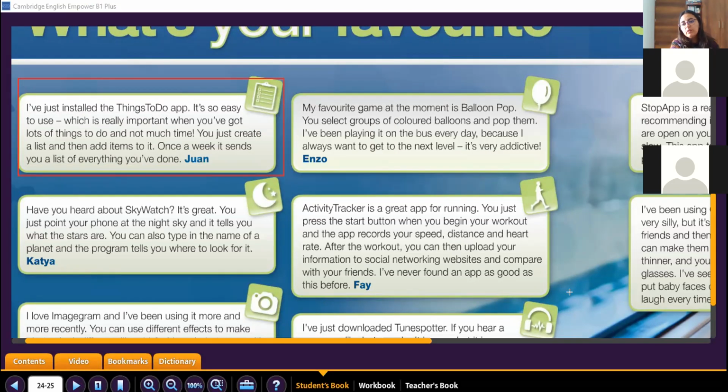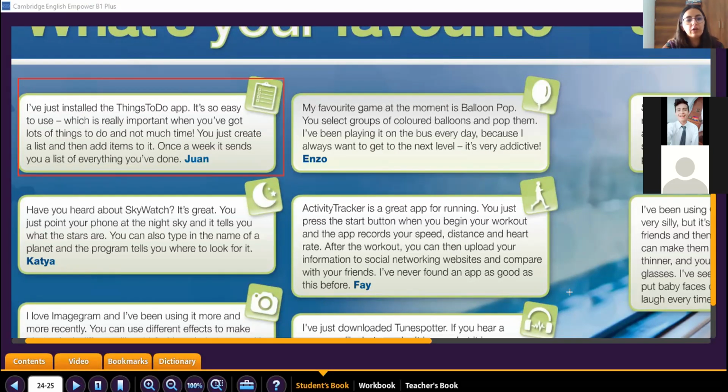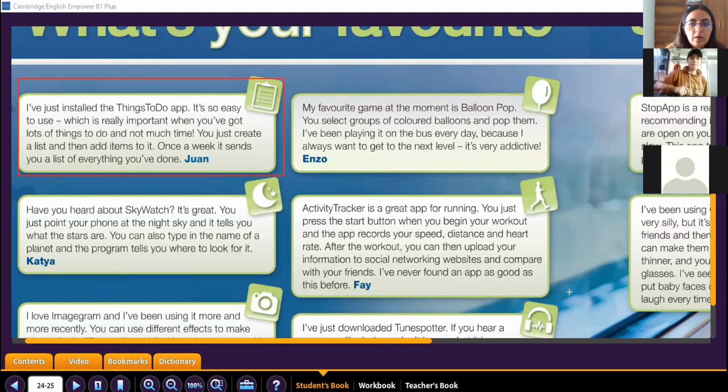Enciendan la camarita un ratito, please. A ver, ¿ya se ve? Okay. I have chosen to install the Things to Do app. It's so easy to use, which is really important when you have lots of things to do and not much time. You just create a list and add the items to it. Once a week, it sends you a list of everything you've done.